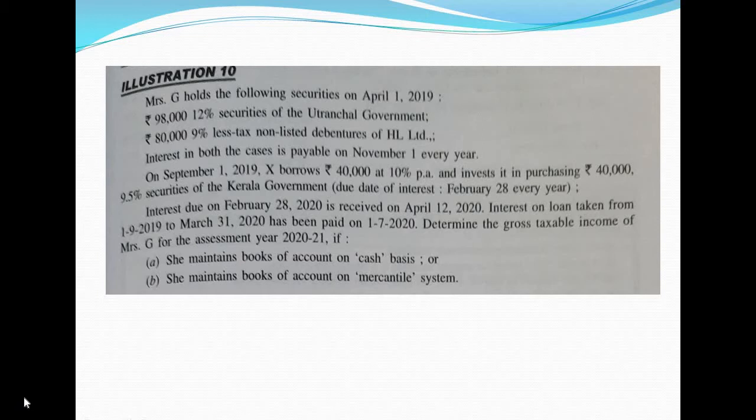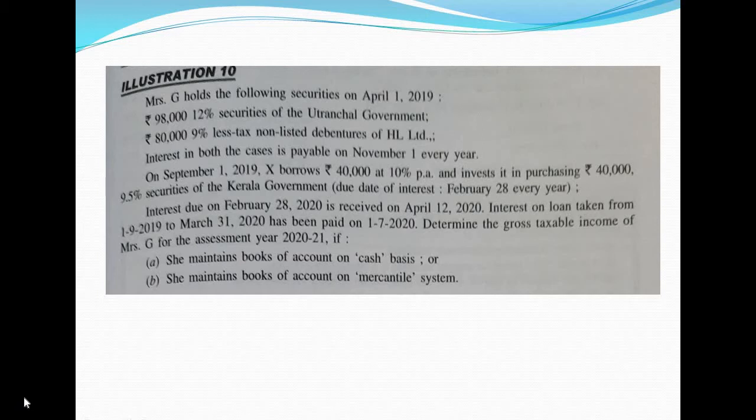If you maintain the books of account on cash basis, then only the actual cash received and the actual cash payment during the current year will be recorded. But in the case of mercantile system, which we have done in financial accounting and also in corporate accounting, whatever is related to the current financial year or current previous year, both expenses and income, whether it has been received or not, whether it has been paid or not, has to be recorded in the books of accounts.